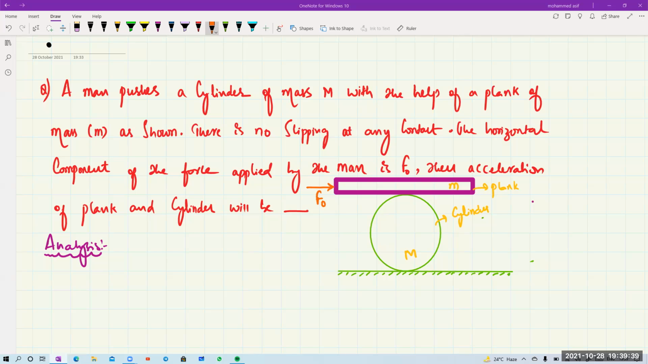Today we'll try to do one more problem related to rotational mechanics. The problem says something like this. A man pushes a cylinder of mass capital M. So this one is your cylinder. Only one side is being seen here right now. So this is a cylinder of mass capital M.